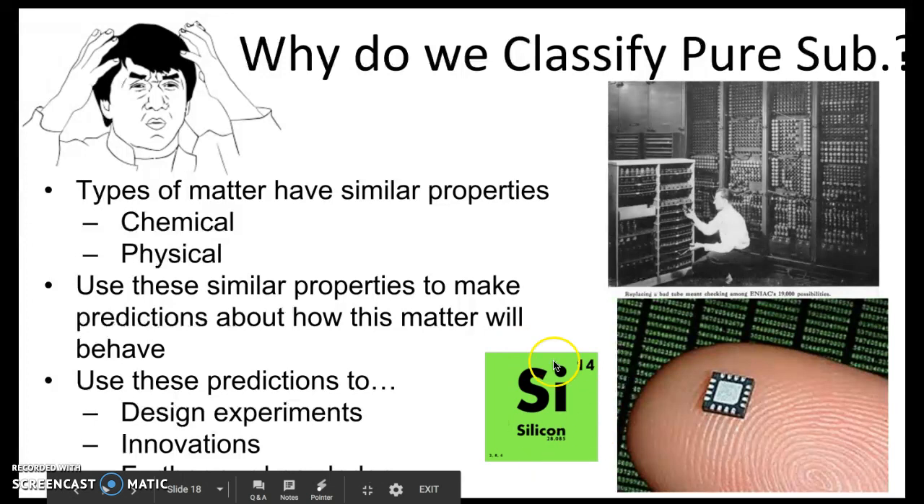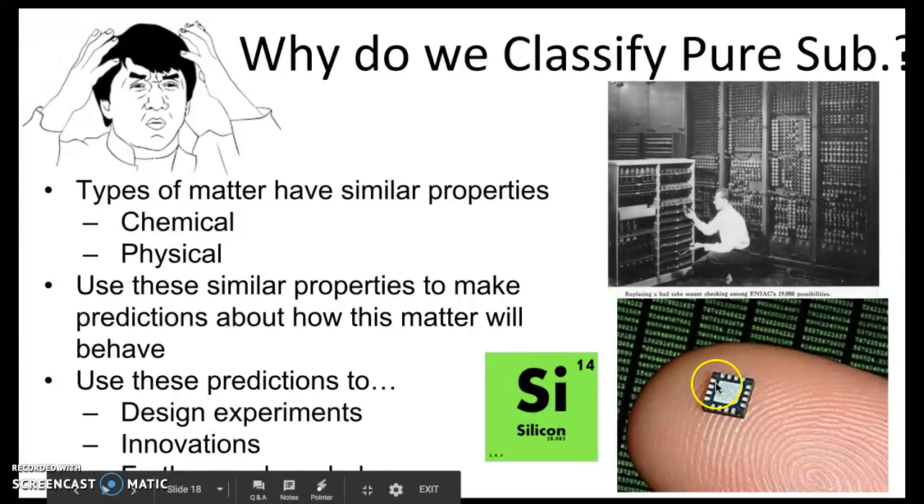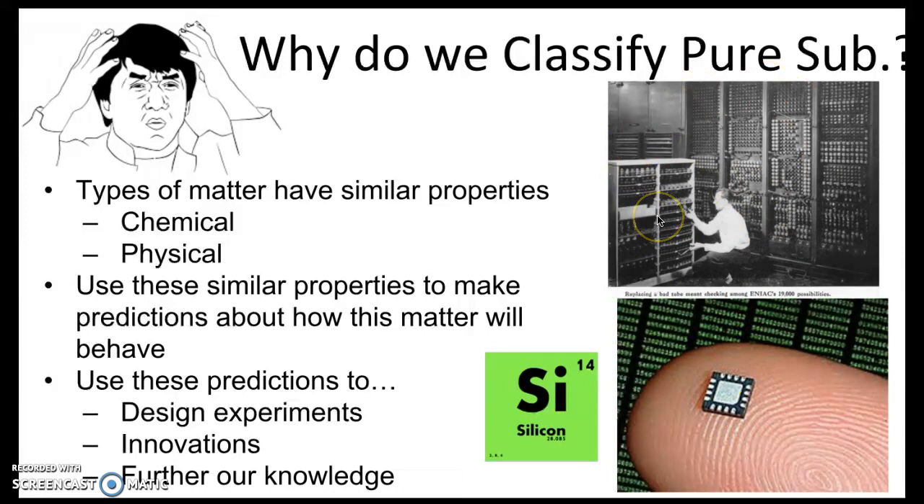So the properties of these semiconductors, silicon and a few other types, helped scientists to develop really small microchips, which then meant that computers went from being the size of a room to being something that you can fit in your lap or actually in your pocket, because your phone is essentially a computer.